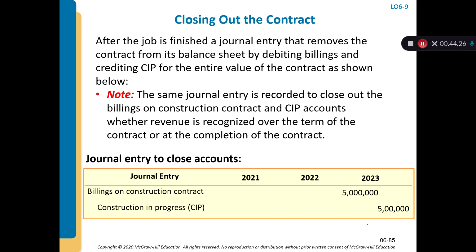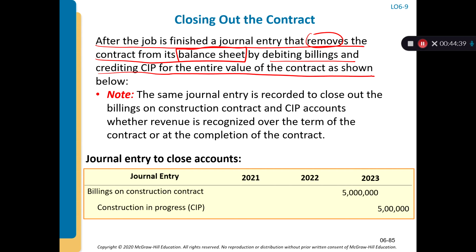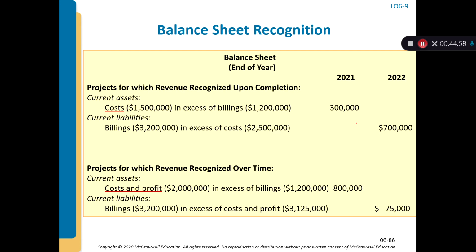Okay, so after your job is done, remember we wanted to remove the contracts from the balance sheet by debiting the billing and crediting the CIP for the entire value of the contract. So we want to get rid of these two accounts. We debit billing and credit construction costs, no matter whether you recognize the revenue upon completion or over the term of the contract.